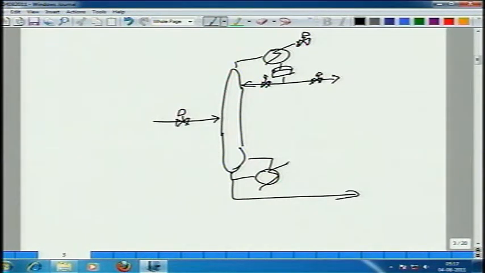I could, for example, flow control the steam to the column. Maybe I should use a different color for this. This can be blue. Okay.